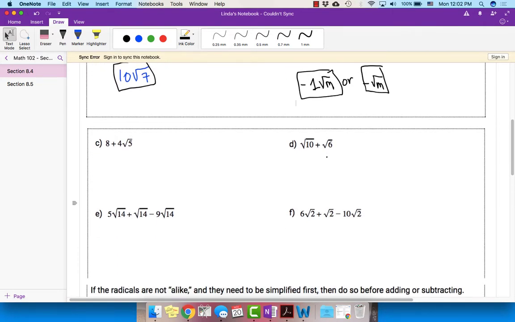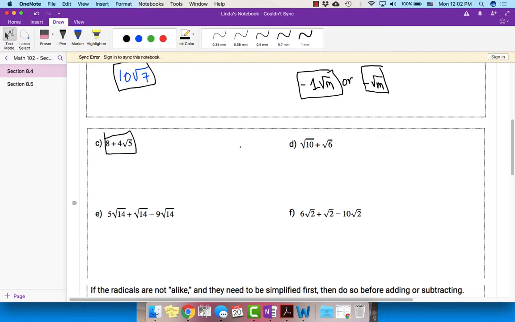Next example, look at C. You can see that 8 plus 4 square root of 5, both of them are not like terms, because the 8 does not have the square root of 5, it's not 8 times square root of 5. So you really can't do anything here. You cannot take 8 plus 4, even though this is the number outside, because it has to be like radicals. So this would be the answer right here.